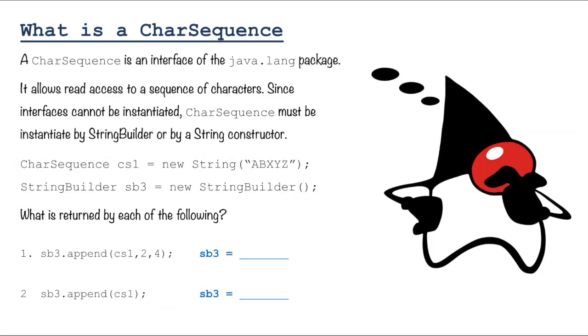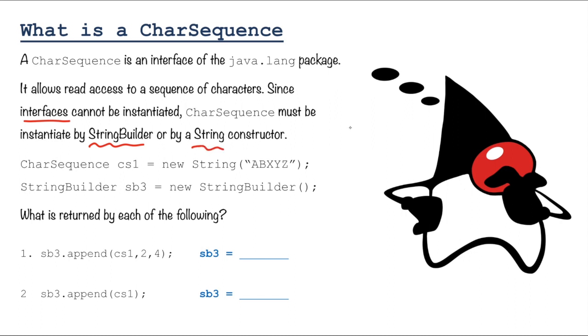So on that previous slide, we said that we have character sequences as a type that the StringBuilder constructor can receive as a parameter. And a character sequence is an interface of the Java language package, and it allows access to a sequence of characters. And recall that interfaces, just like abstract classes, cannot be instantiated. So the character sequence can serve as a data type, but it must be instantiated by the StringBuilder class or by the string class constructors.